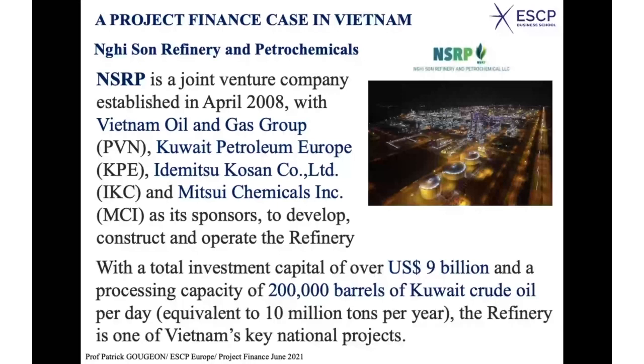So the total investment was $9 billion, okay? And the processing capacity planned was 200,000 barrels of Kuwait crude. So you see, Kuwait was providing the crude oil, 200,000 barrels for the capacity.